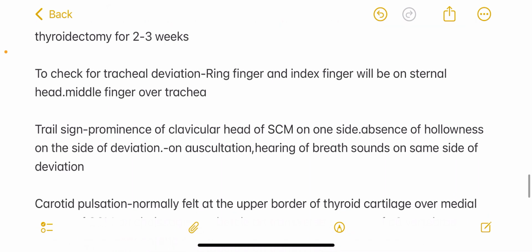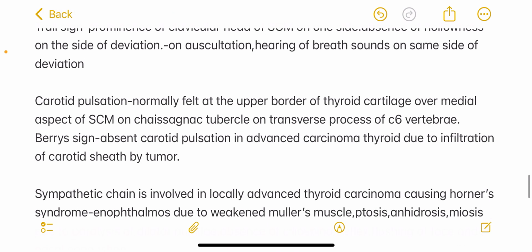Next, carotid pulsations. They are normally felt at the upper border of the thyroid cartilage over the medial aspect of sternocleidomastoid, on the Chassaignac tubercle on the transverse process of C6 vertebra. So there is something called Berry sign, very important. Absent carotid pulsation in advanced carcinoma thyroid is because of the infiltration of the carotid sheath by the tumor.